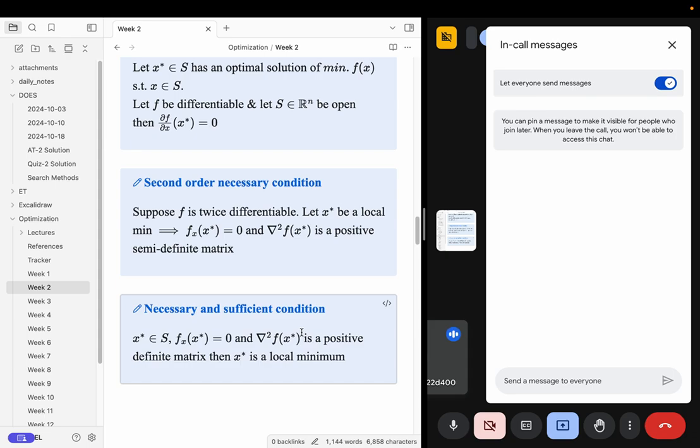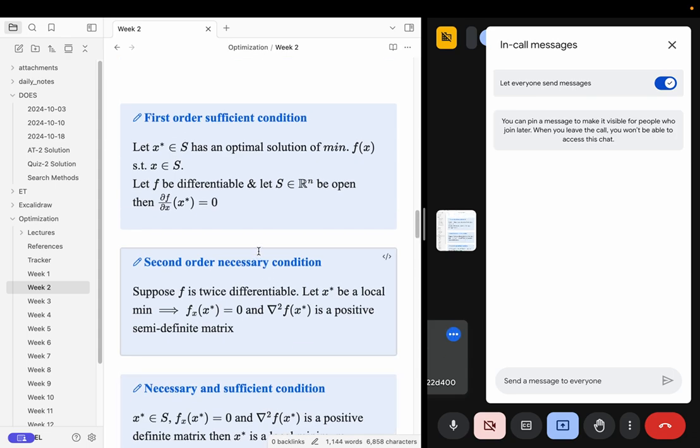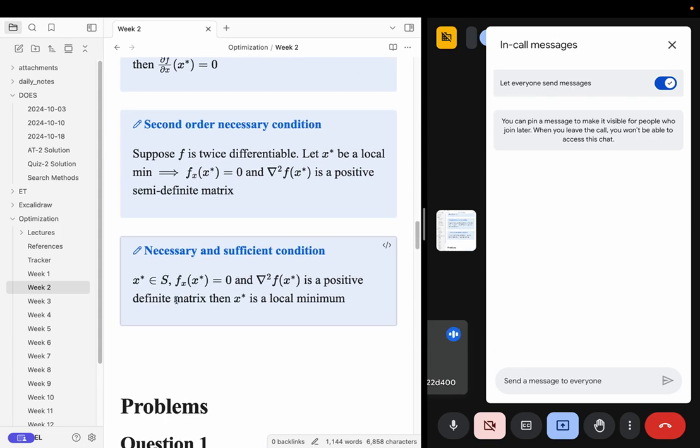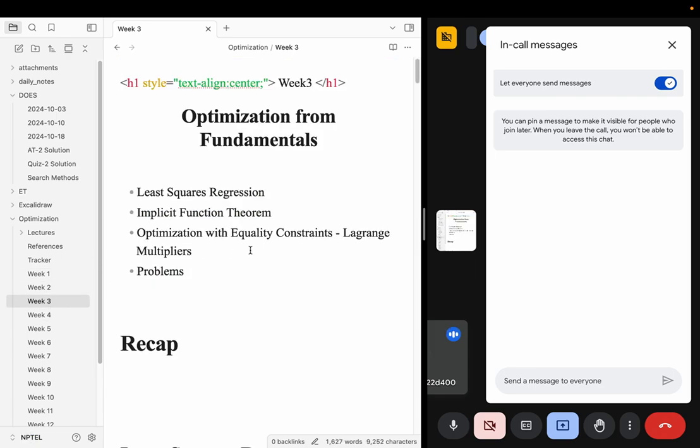But this is for a scenario only when you have X star belonging to S, where this S is an open set. That is a major limitation of this particular criteria. So the moment we have closed domains, like where the feasible region is bounded, like the polygons or whatever things that we have drawn later, like when constraints come into the picture, these conditions do not directly apply. So we have to modify these conditions to account for the constraints. So then we discussed the implicit function theorem, which exactly does that.